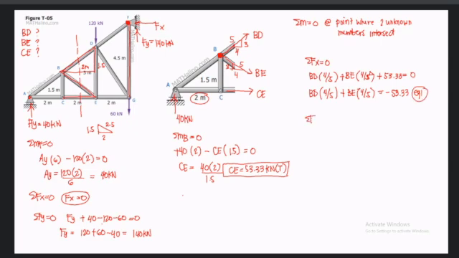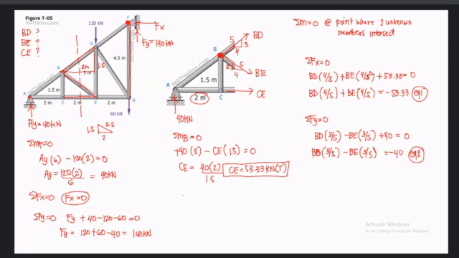Equation number 2 will come from the last equation of equilibrium, which is summation Fy. So you have your BD as positive times 3 over 5, and then minus BE multiplied by 3 over 5, and then positive 40 is equal to 0. So simplifying, this will become BD times 3 over 5 minus BE times 3 over 5 is equal to negative 40. And that will be your equation number 2.